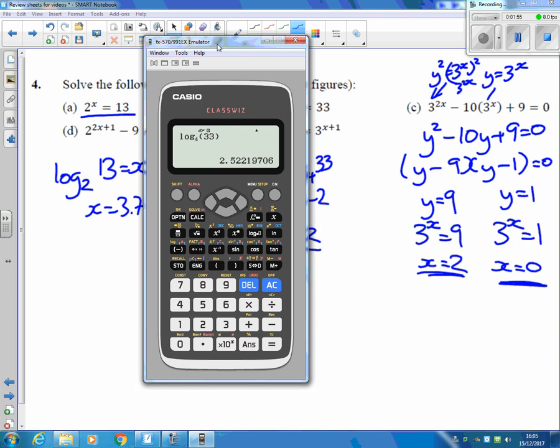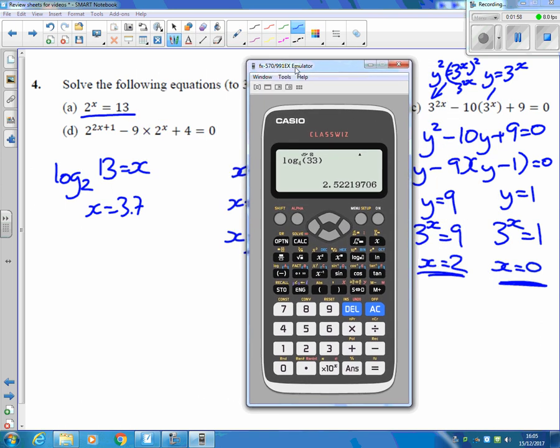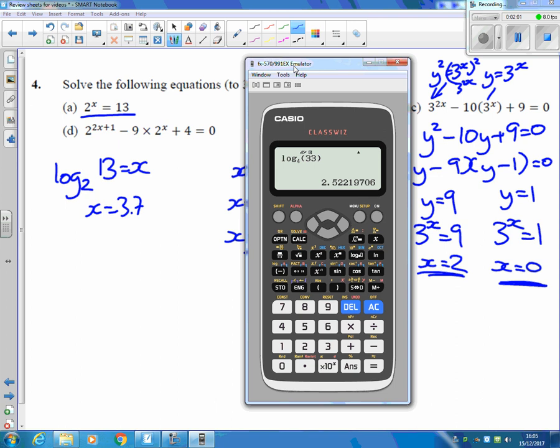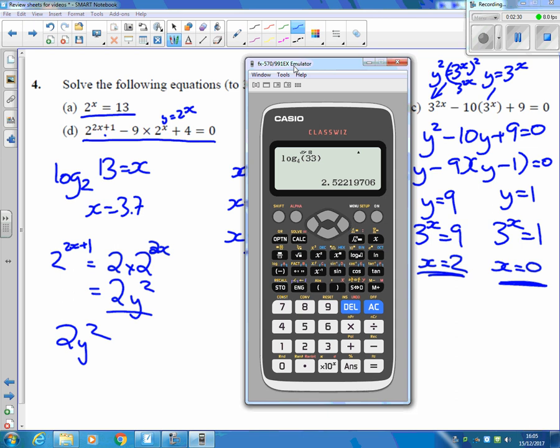The next one is the same idea again, but it's going to be a bit more complicated in its answer. So looking at this bit here, again I'm going to let y equal 2 to the power of x. This isn't quite y squared this time, is it? So we've got 2 to the power of 2x add 1. Well, that's the same as 2 times by 2 to the power of 2x. And so that's the same as 2 y squareds. So the quadratic equation we're going for is 2y squared minus 9y plus 4 equals 0.